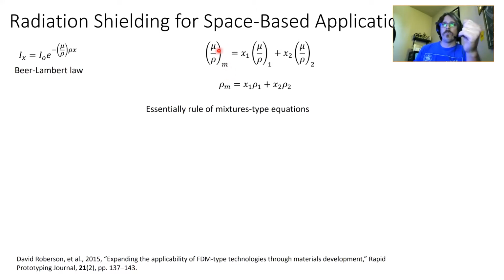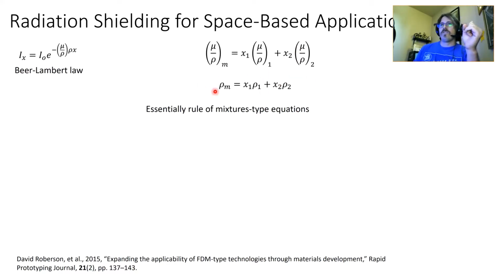So mu over rho for the mixture equals the mass fraction of your first substance plus the mass fraction of your second substance, multiplied by their respective mass absorption coefficients. In this case, we were doing tungsten and polycarbonate. You can get the mass absorption coefficient of tungsten and polycarbonate, and whatever percentage you're using of each, you just kind of plug and chug.